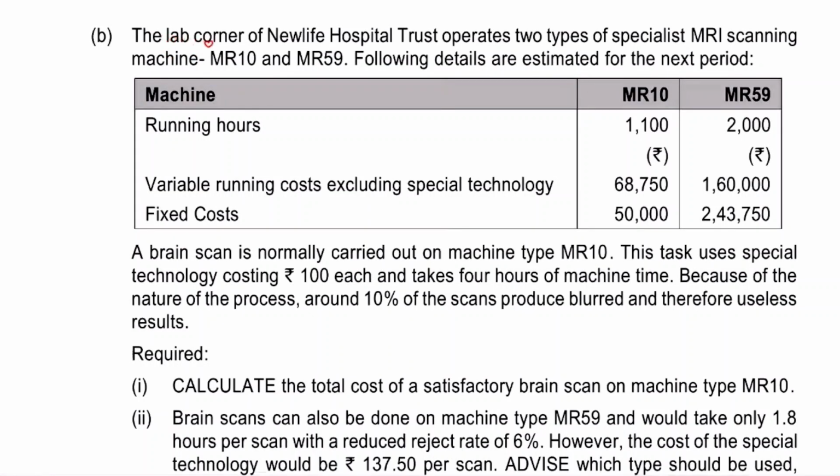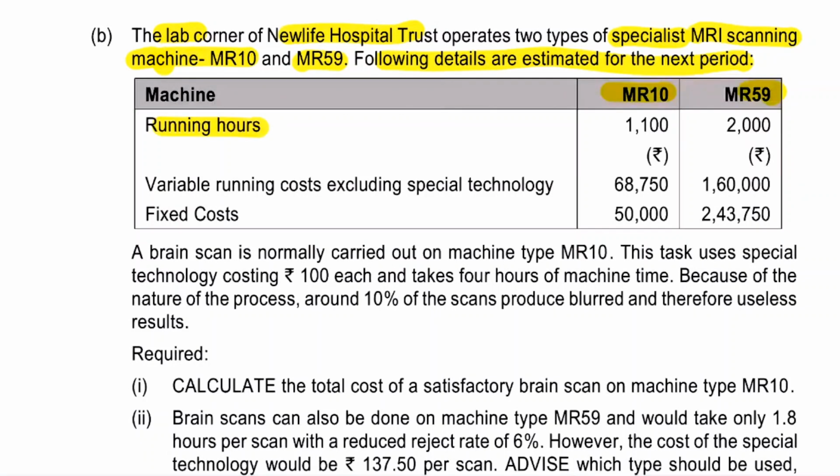The lab corner of New Life Hospital. We have a hospital. There is a lab. Trust operates two types of specialist MRI scanning. Machine MR10 and machine MR59. We have two machineries. Machine number 10, machine number 59, and some data is there. Following is estimated for the next year. What have they estimated? Let's have a look.